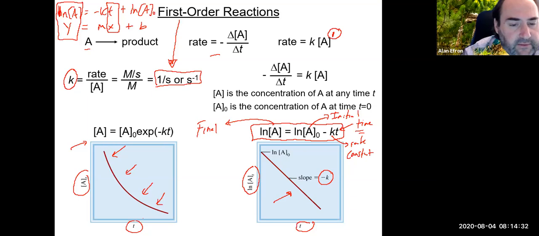So usually when we think about these different orders of reactions, we think about it in terms of linear plots. And this one here is what you typically would plot for a first order reaction. There's also a half-life equation, which we'll see a little bit later on, but the half-life is the natural log of 2 over k.